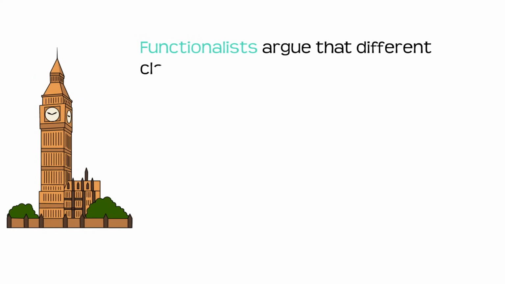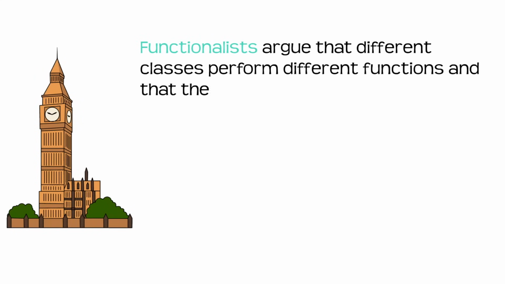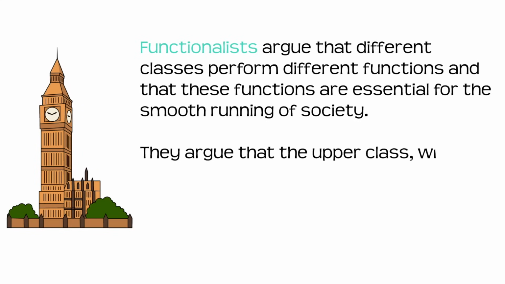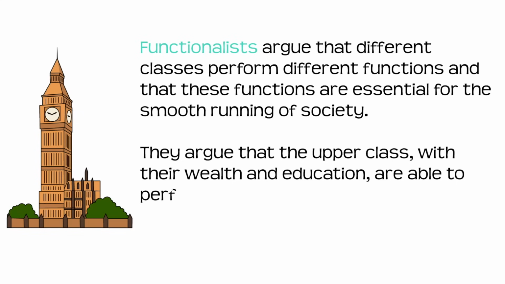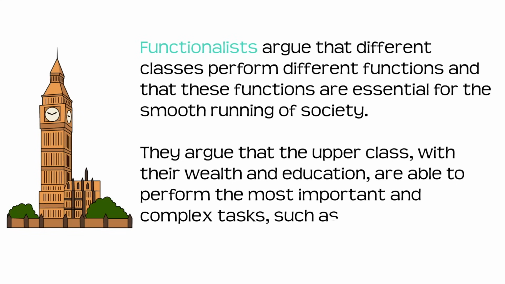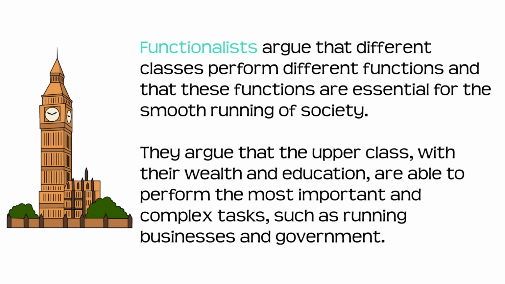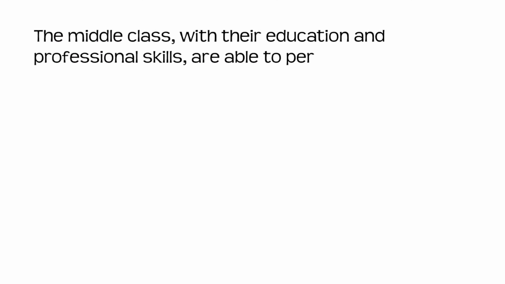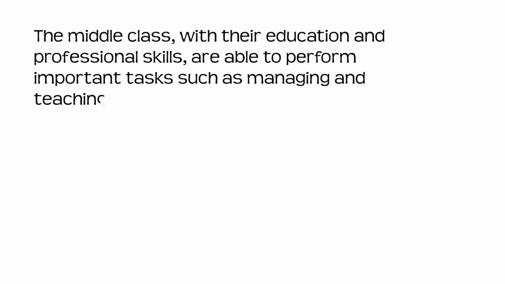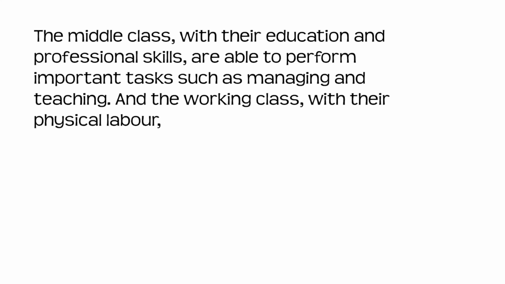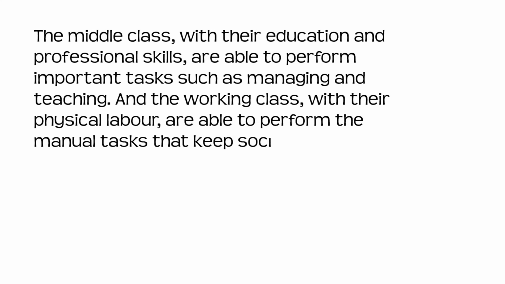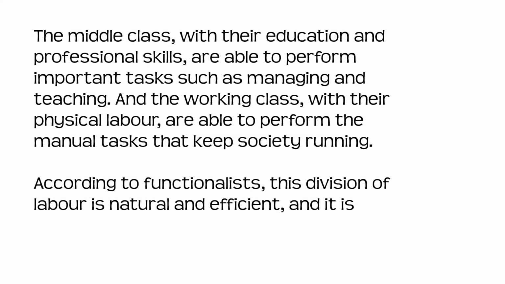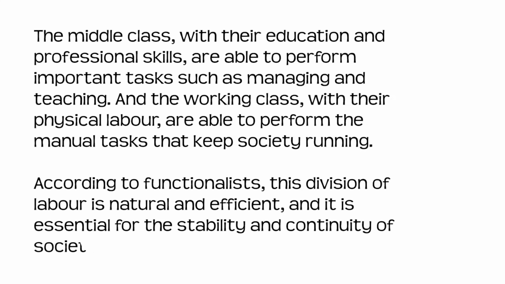Functionalists argue that different classes perform different functions, and that these functions are essential for the smooth running of society. They argue that the upper class, with their wealth and education, are able to perform the most important and complex tasks, such as running businesses and government. The middle class, with their education and professional skills, are able to perform important tasks such as managing and teaching, and the working class, with their physical labour, are able to perform the manual tasks that keep society running.